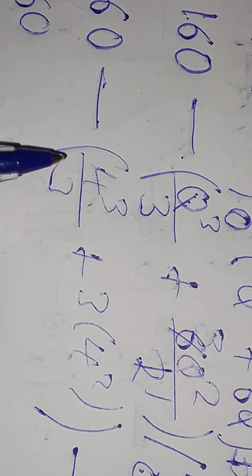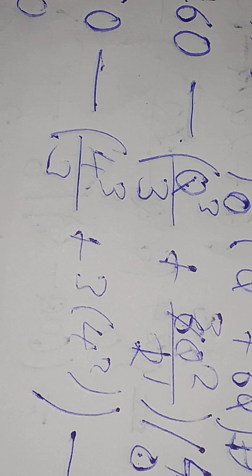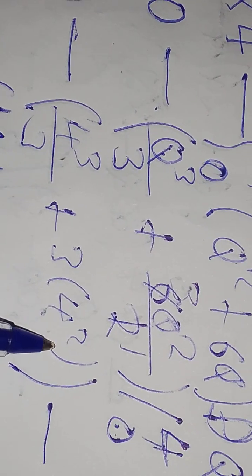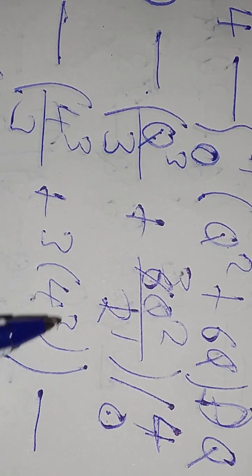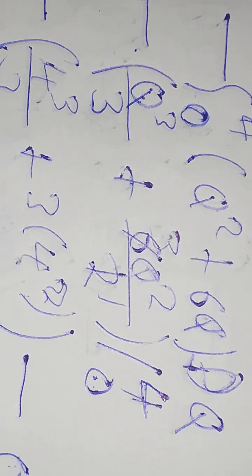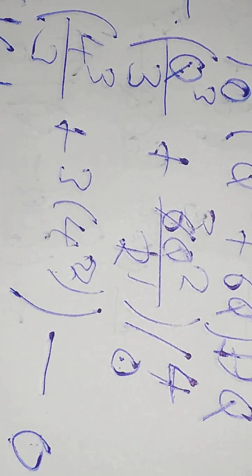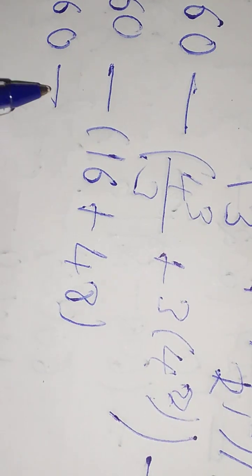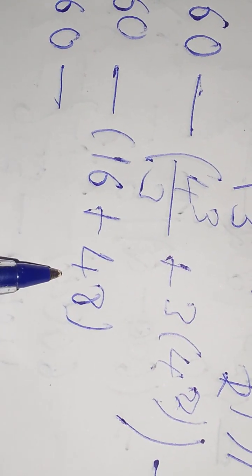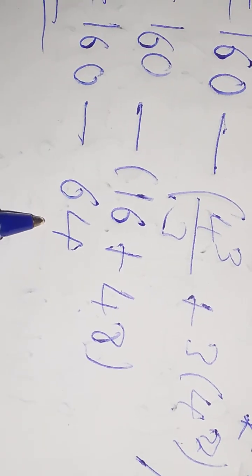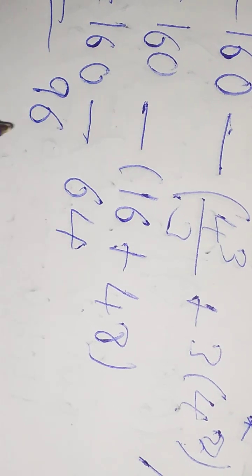So what's 4 to the power 3? It's 64. Now 64 divided by 3 is 21.33. Then plus 3 times 4 squared. 4 squared is 16, and 16 multiplied by 3 is 48. So it's 160 minus, and adding these two terms we get 64 in total. So what's 160 minus 64? The answer is 96. You are done.